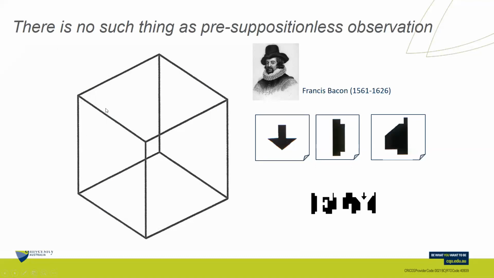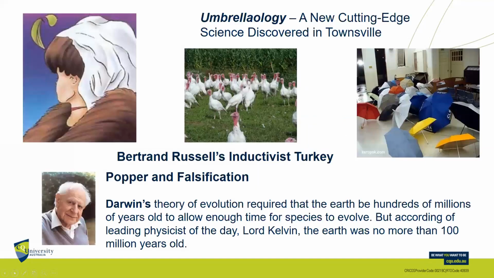Now, is it a hexagon? Is it a cube? You tell me. I mean, it all depends what you bring to it. So it could well be a presuppositionless shape. But what we're actually looking at is you will see it as you choose to see it. And we can look at a few other examples of that.